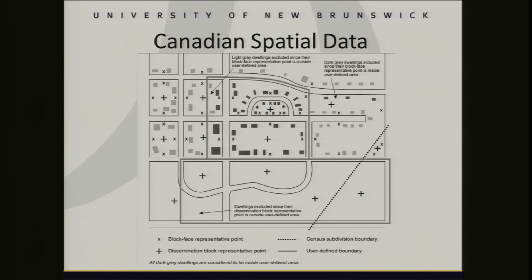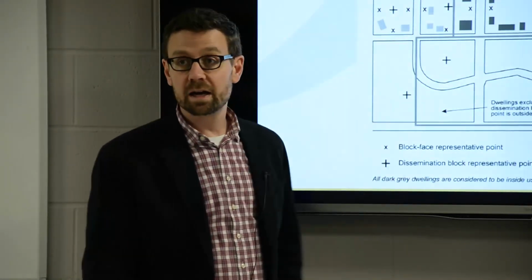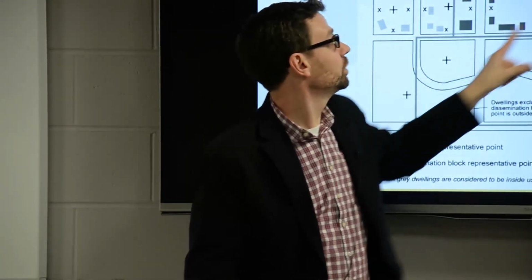So here's an example of just, I should have shown this up before. So this is, if we're talking about postal codes, these could be different. So this is a boundary that you're considering. These are dissemination blocks. Each one of these is a dissemination block. Each one of these is a block face coordinate. We may be interested in these areas and these individuals within those areas.